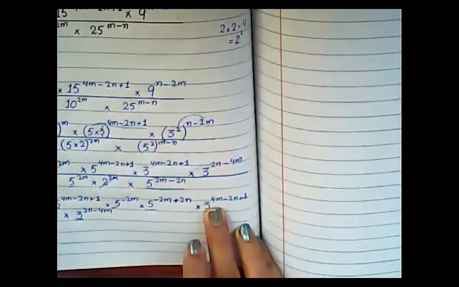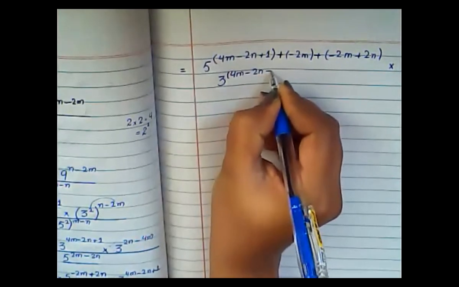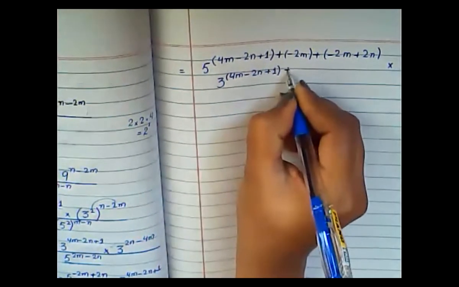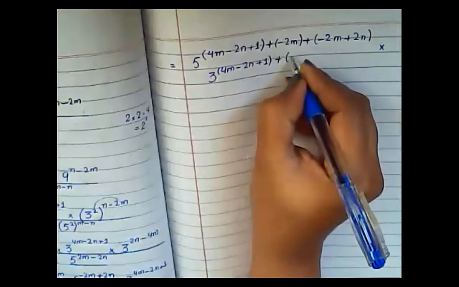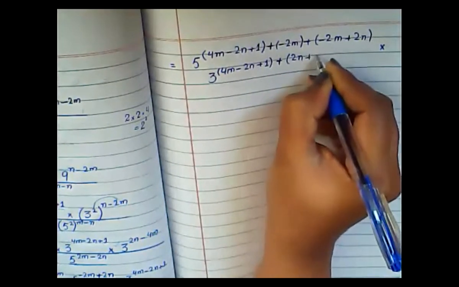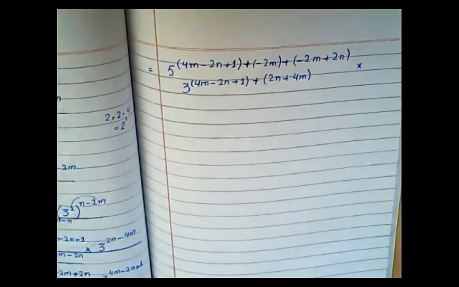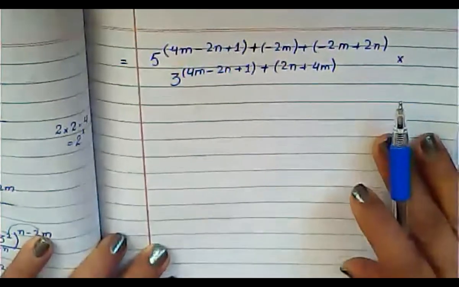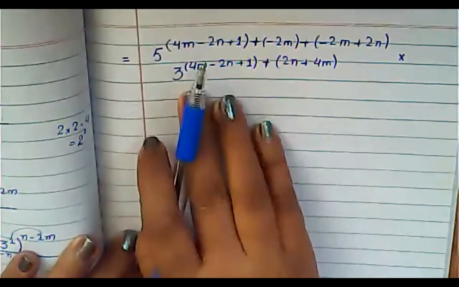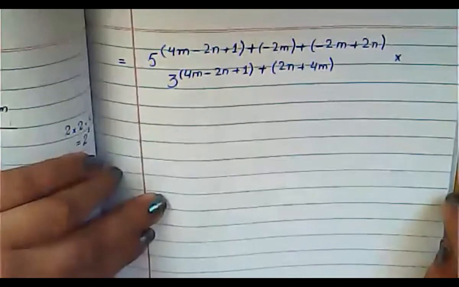add the powers. The first power is this one, 4m minus 2n plus 1, so inside the bracket I'm going to write 4m minus 2n plus 1, bracket close, sign of addition. Now I'm going to write down the last power, which is 2n minus 4m, inside the bracket, bracket close. Is it clear? What I have done so far is simply take the same bases, 5 and 3, and add their powers inside the brackets.